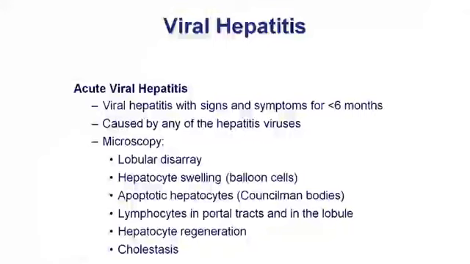Microscopically, the classical thing is so-called lobular disarray. What does that mean? You lose that normal hexagon appearance of the central vein in the center and the portal tracts in the periphery. So you lose that parenchymal architecture. They also get the balloon cells, hydropic change because of reversible cell injury. Councilman bodies, which represent apoptosis, small, round, eosinophilic lesions that are extracellular. Okay, you're going to have infiltration of lymphocytes inside the parenchyma as well. Hepatocytes can regenerate, so you'll see some of that, as well as cholestasis.